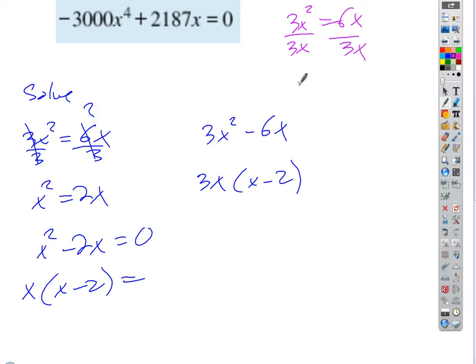Then I end up with x equals 2, but I lost a solution. I lost the solution x equals 0, right? It's been a long time ago that we talked about that. You can never divide both sides of an equation by a variable, but you're always free to divide both sides of an equation by a constant, by a number. That's fine, just not a variable.